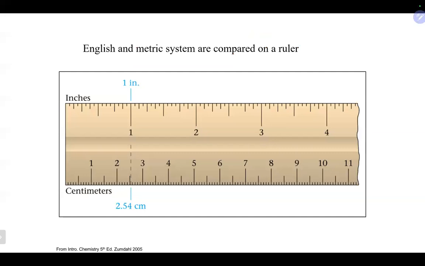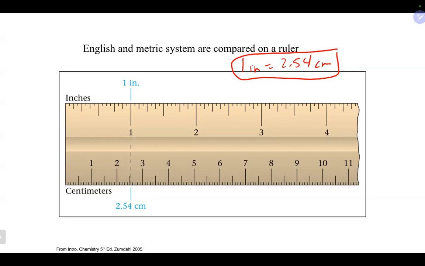The relationship between inches and centimeters, inches being the English units, centimeters being the metric units here. And this is definitely the conversion they want you to know. It's like the popular one. 1 inch is 2.54 centimeters exactly. So there's an exact conversion between them.